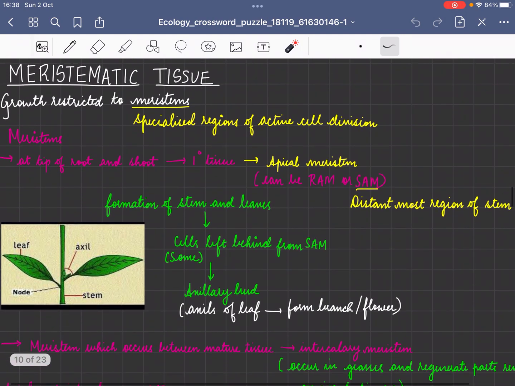So in the formation of stem and leaves, certain cells are left behind from the SAM. Okay, some cells are left behind from the SAM. These cells constitute the axillary buds. So they form the axillary buds. In the axils of leaves, they form the branch or flower.